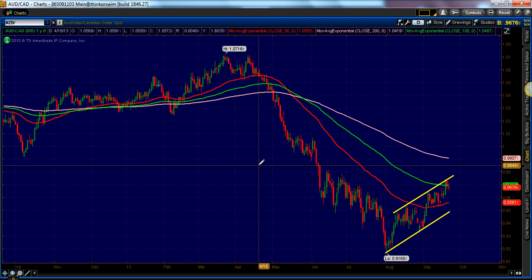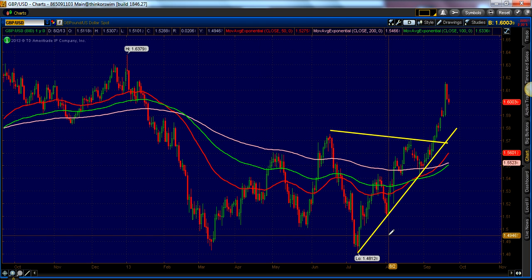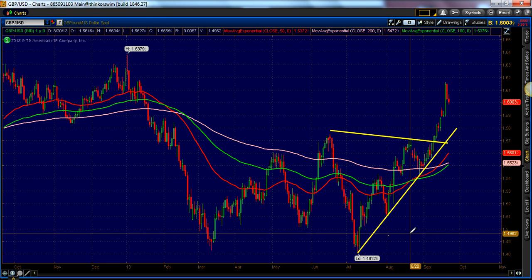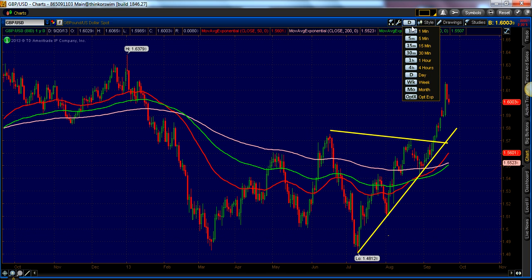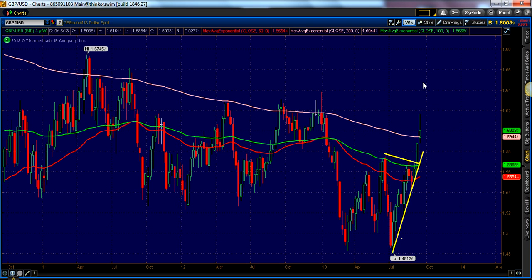Aussie CAD. Okay, testing some resistance here. Kiwi CAD broke out much higher. Pound dollar, another breakout. This is definitely another pair I'm looking for perhaps a long opportunity. Alright, I'm not ready yet. I'm not going to be ready next week either.